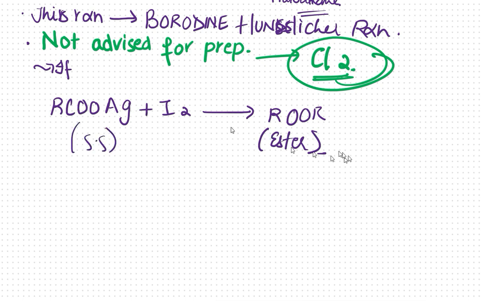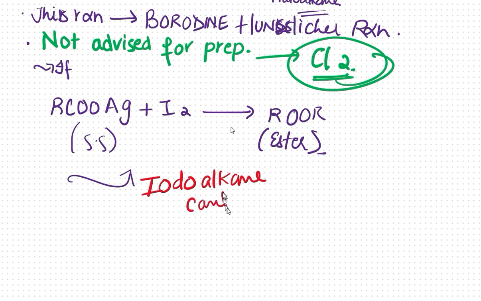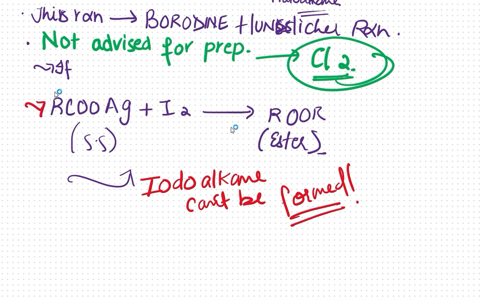Iodoalkane cannot be formed from silver salts of carboxylic acid. This is not possible. Iodoalkane cannot be formed from silver salts of carboxylic acid. This is the thing that you have to keep in mind when it comes to preparation of haloalkanes. So basically we are trying to tell you that this reaction is helpful for preparation of bromoalkane, because iodoalkane cannot be formed from this reaction at all. An ester will be formed, and I'll tell you about this reaction.